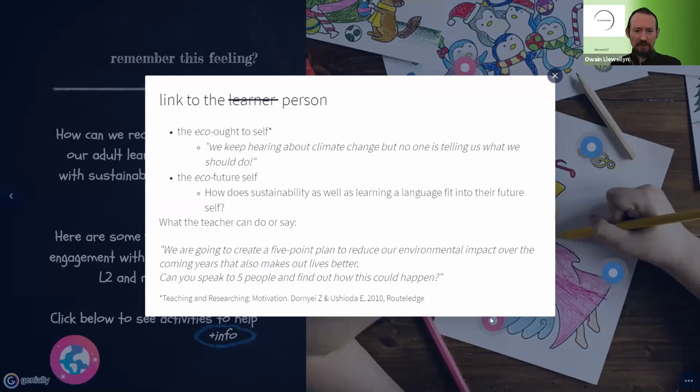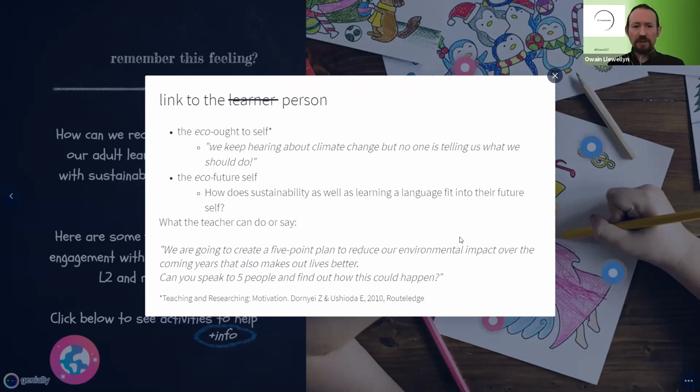But anyway, we've got the ought-to self of language learners, which is, I must pass this exam, I must get IELTS. We've got the ideal self, imagining himself at an international conference in years to come, presenting in English and getting a round of applause. What about the eco ought-to self? I had a student the other day saying, we keep hearing about climate change, but no one tells us what we should do. Students are feeling this ought-to, but they don't always have a clear idea of what should be done. And we can really cater to that, allowing them to explore how they can fulfill this.